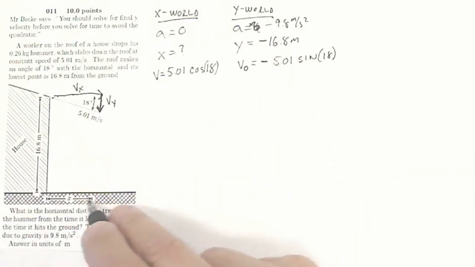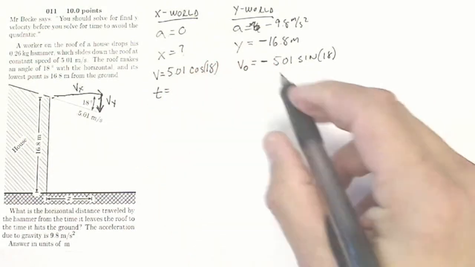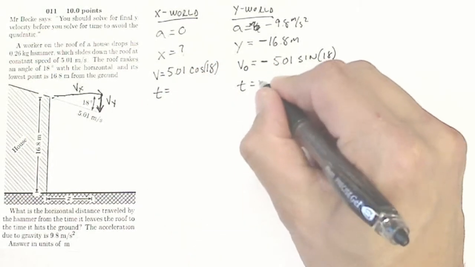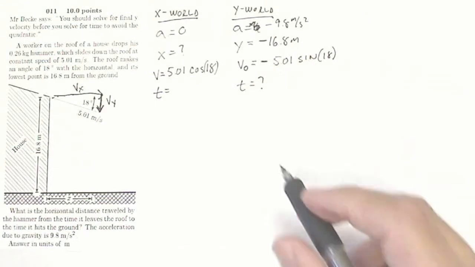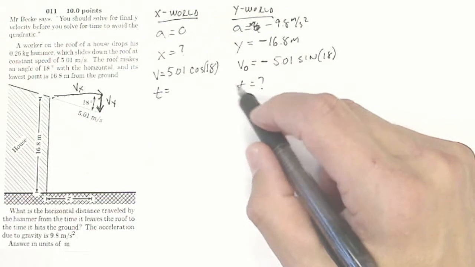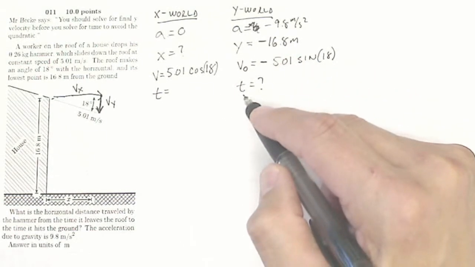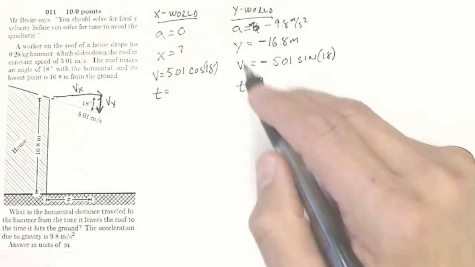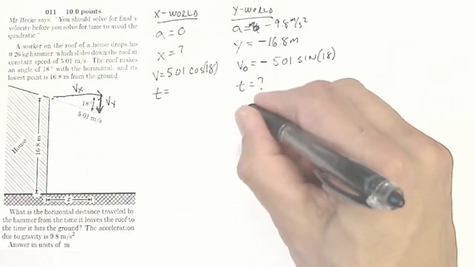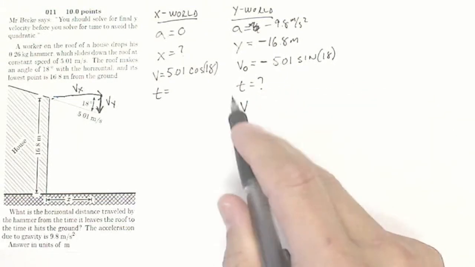Now, in order to find this distance, I'm going to need a time. I don't know the time from the X world, so I need to find the time in the Y world. I might be tempted to do my distance is my initial velocity times time plus 1/2 my acceleration times time squared, and I'm free to do that, but that will give me a quadratic formula, so I'm not a big fan of doing the quadratic. So instead, I'm going to solve for my final velocity, and then I'm going to go ahead and figure out the time from that.